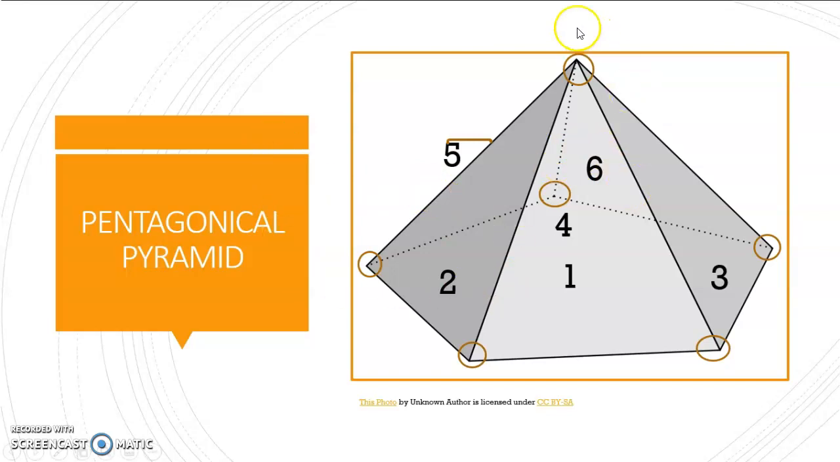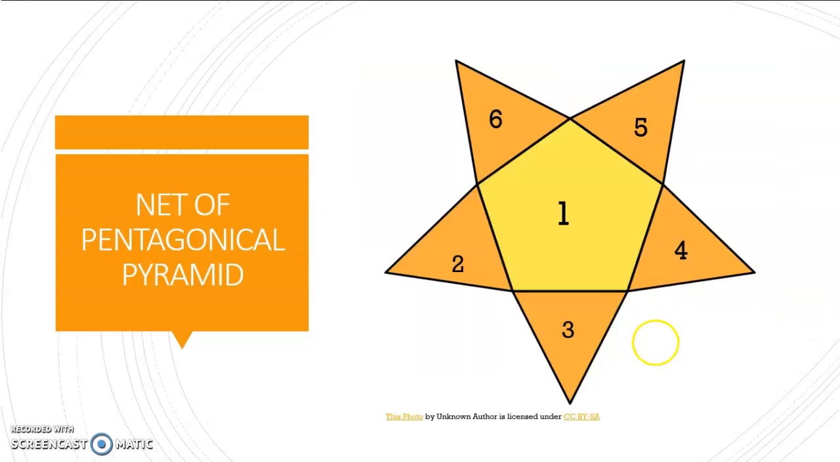edges. If you have trouble seeing the number of faces and edges and vertices while it is in 3D form, we can also go and open it up. And when we open up a 3D object, we call it the net. So here's my base. It is still a pentagon. It's my first face, my base face. Then I have 1, 2, 3, 4, 5 side faces, which are all triangular. And the 5 plus the 1 will give me 6 in total.